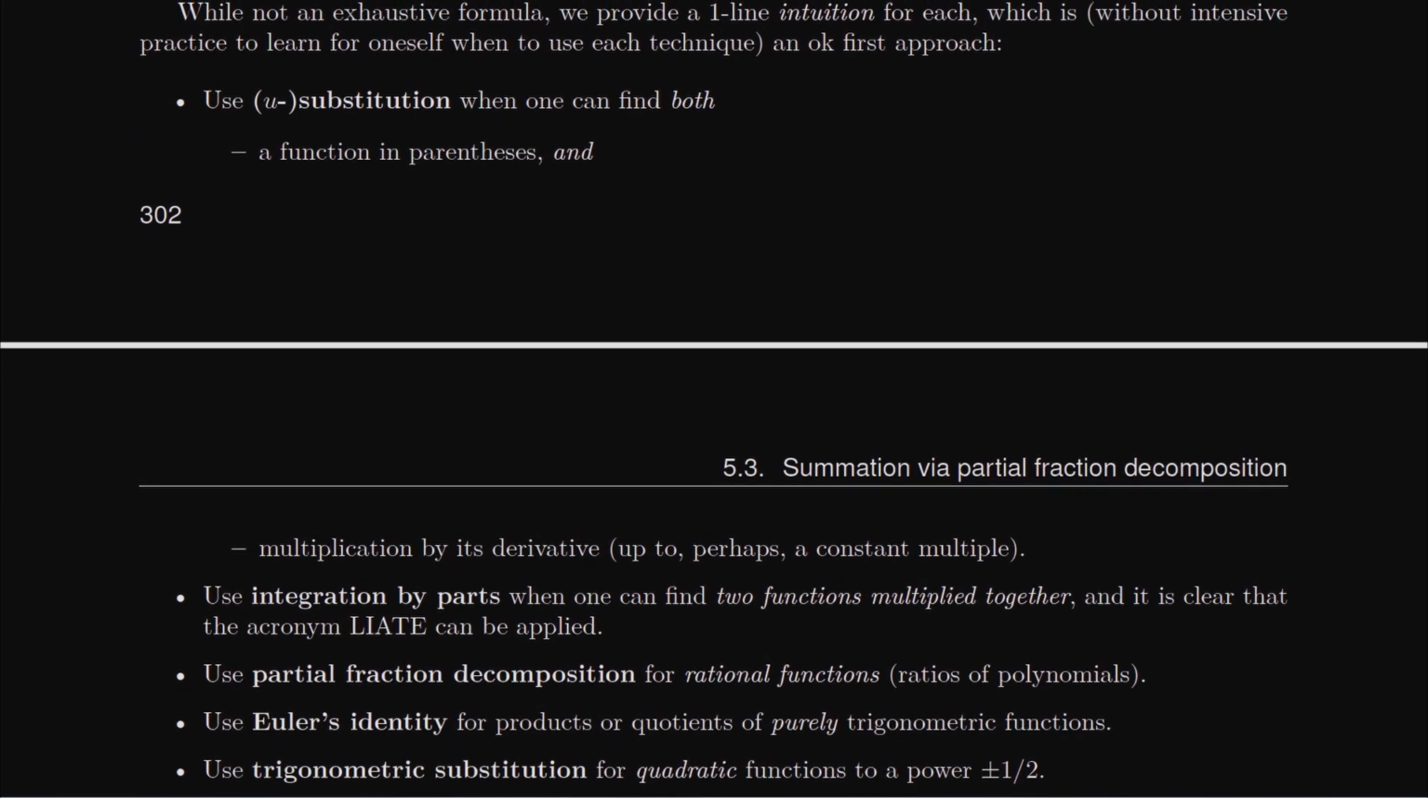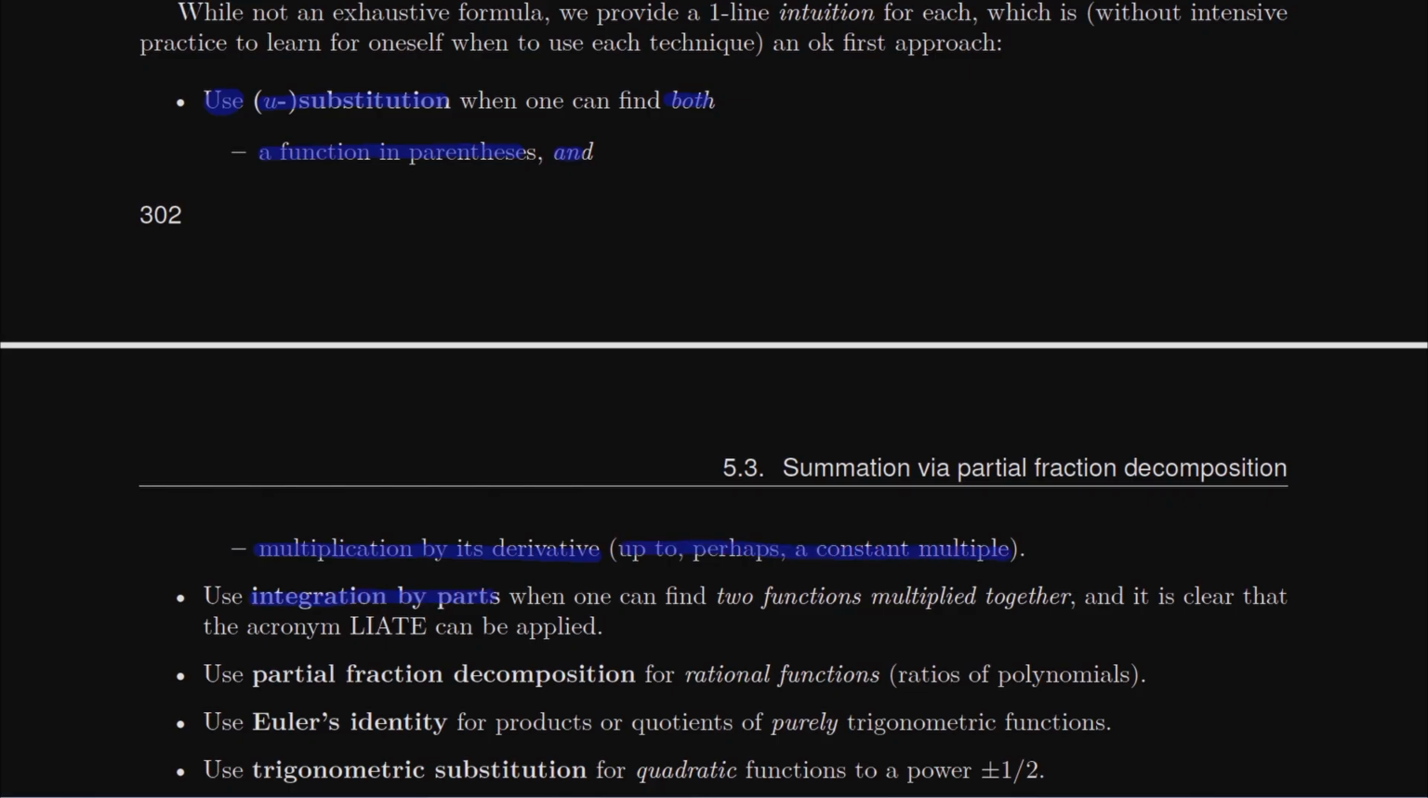It's not an exhaustive formula. You can go wrong if you follow this. Nothing's perfect when it comes to integrating, which kind of sucks, but it's what you have to put up with as a mathematician. And here's my formula, which is to use u substitution when you can find both a function in parentheses and multiplication by that function's derivative, up to perhaps a constant multiple.